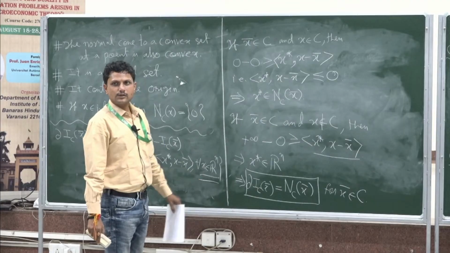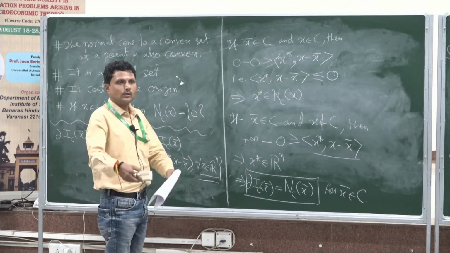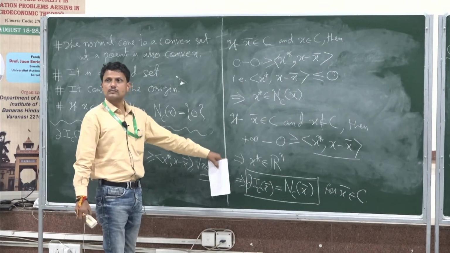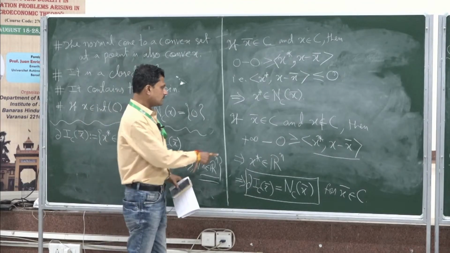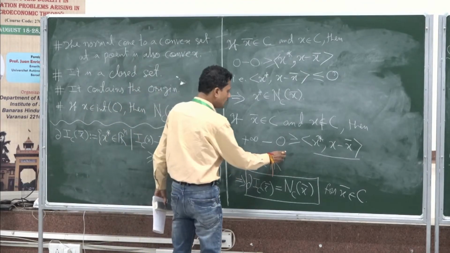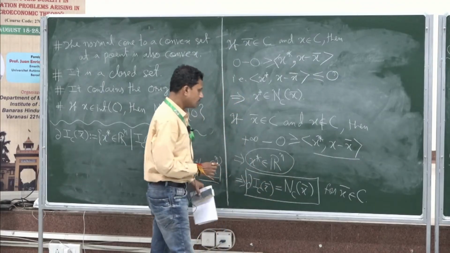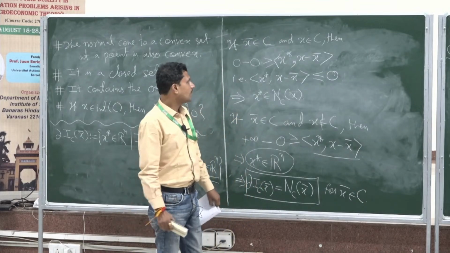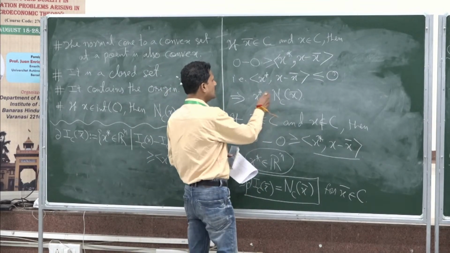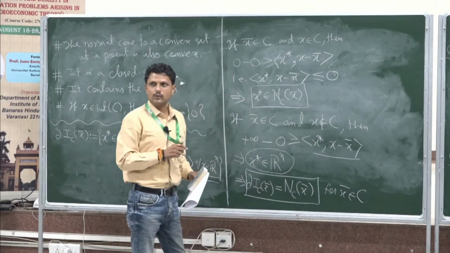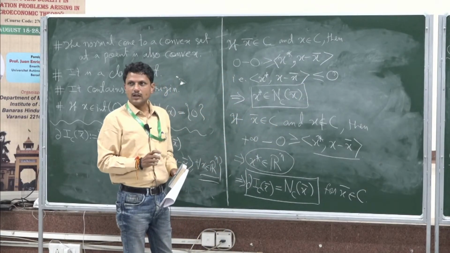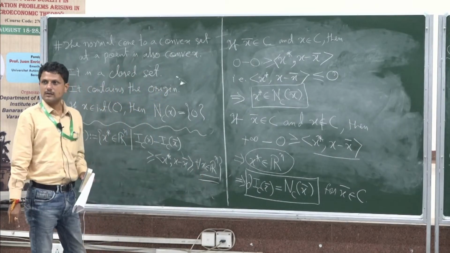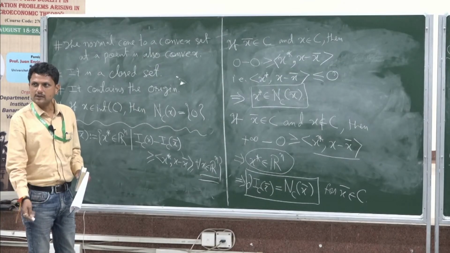Now, if x bar is not in C, you try to find out the result. X star belongs to Rn. So when this x is not in C, and when it is in the normal cone to C at x bar, when this x is in C. But for this we need it to be true for every x in Rn. The result should be true for every x in Rn.